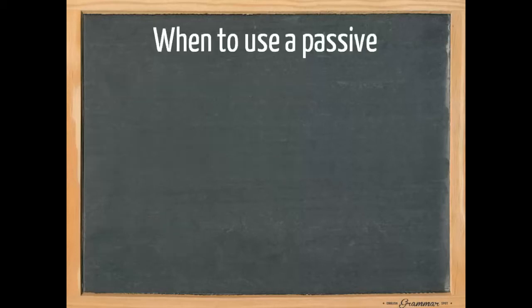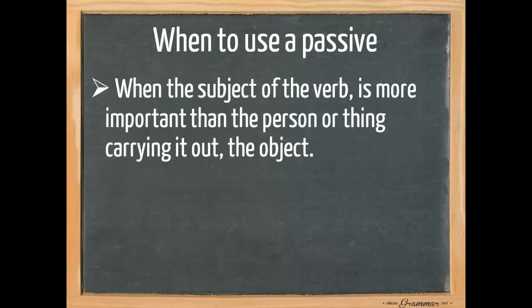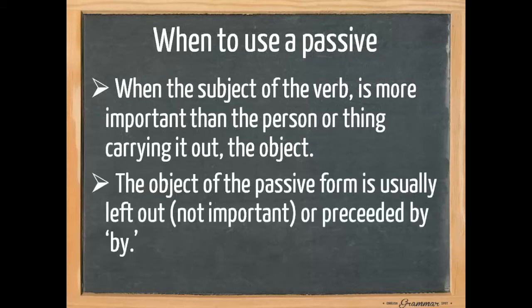Now, when do we use a passive? I'm going to tell you some technicalities. Be not alarmed, the passive is not hard, but there are some things that you need to know. We use a passive when the object of the verb, so in the example before, is more important than the person or thing carrying it out, the subject. So in the example before, the door was more important than me closing it. The agent of the passive form is usually left out because it's not important, or as in my example, it's preceded by the word by.